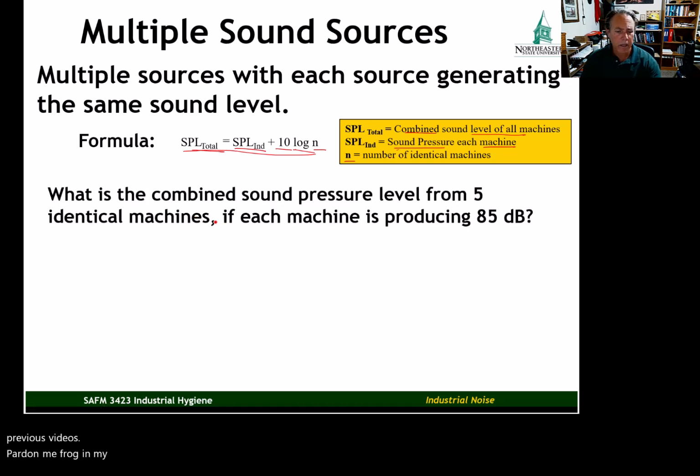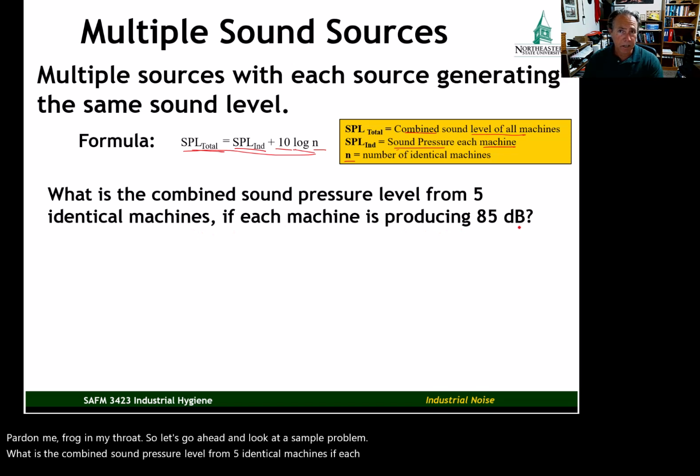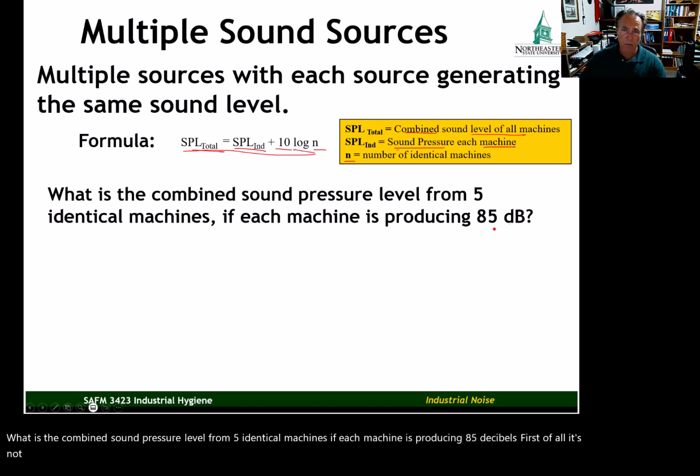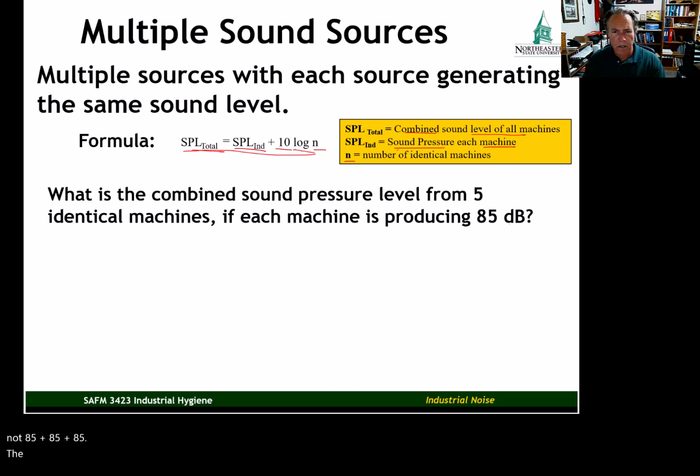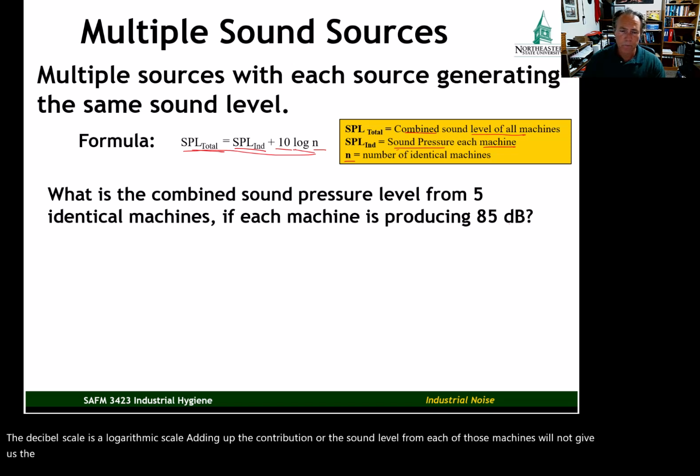So let's go ahead and look at a sample problem. What is the combined sound pressure level from 5 identical machines if each machine is producing 85 decibels? Well, first of all, it's not 85 plus 85 plus 85, because the decibel scale is a logarithmic scale. Adding up the contribution or the sound level from each of those machines will not give us the correct sound level.